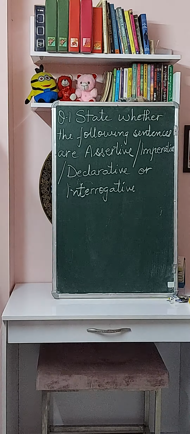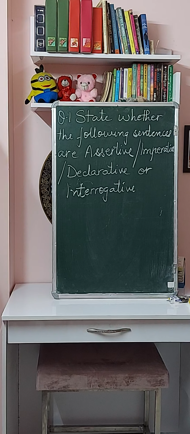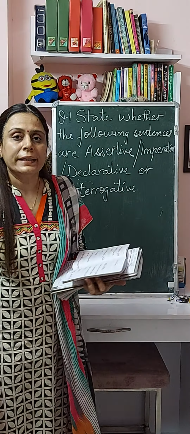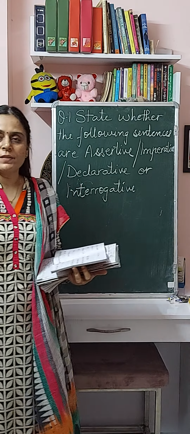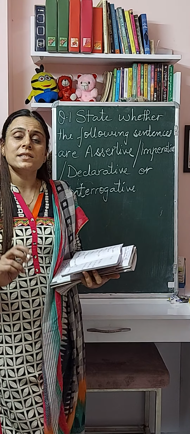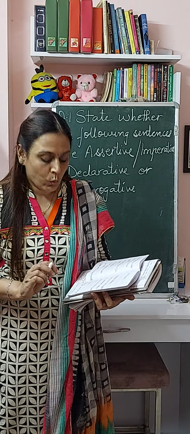Now children, before we start with the exercise here, let's revise the kinds of sentences. First we will come on to the declarative sentence, a declarative sentence or an assertive sentence. Now a sentence that declares something or a sentence that states something, that kind of sentence is called a declarative sentence. Alright. Then we are moving on to the next kind of sentence, that is an interrogative sentence. So what are interrogative sentences? The sentences that ask a question, that is called an interrogative sentence, and it always ends with the question mark.